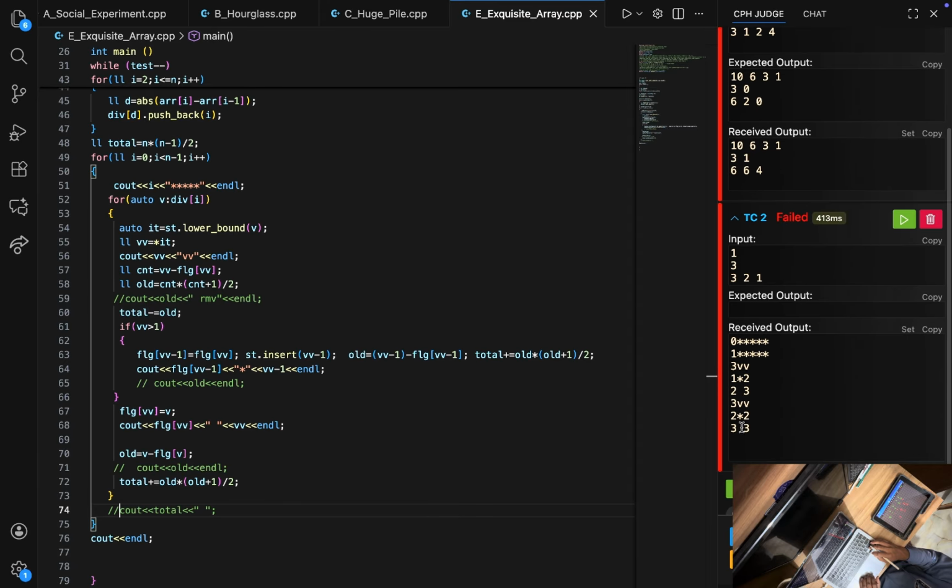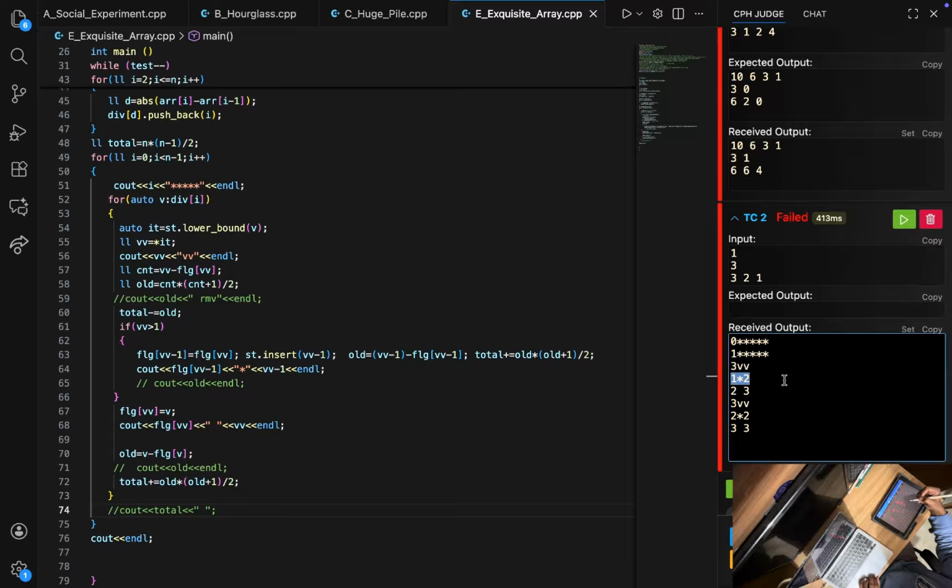For 1 I got 3. It's the total range. 1 2 3. From 3 I got 1 2. Should get something like 1 2, then 2 2, 1 2.